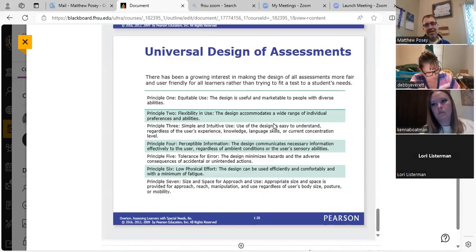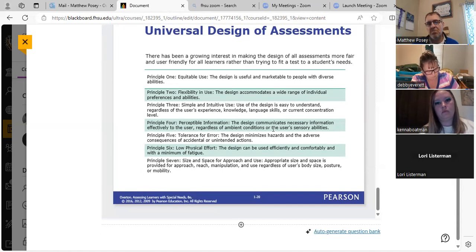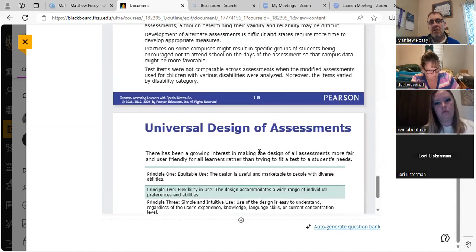And then one of the last principles on there is size and space, making sure you have good, adequate space in your approach, regardless of the size of the user, their posture, mobility. Just make sure you have a good, comfortable testing environment. So those are a lot of things to consider when looking at testing, especially when you get into the norm reference, because we just have to follow so many specific protocols and guidelines when we do them.